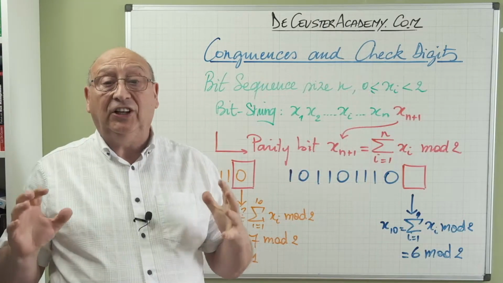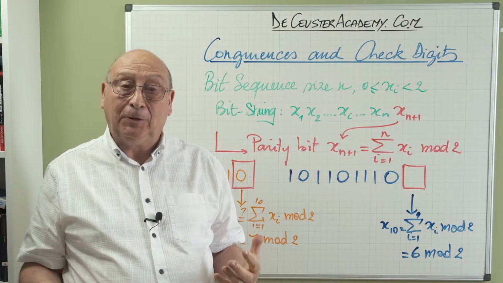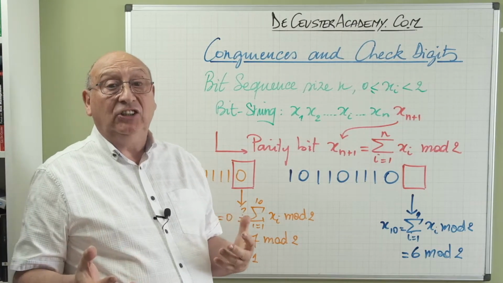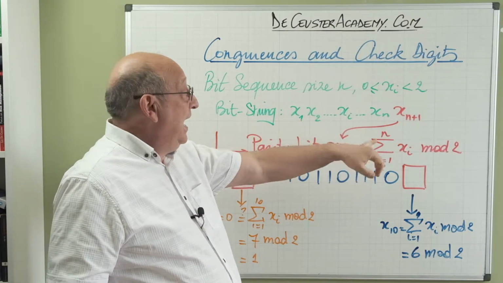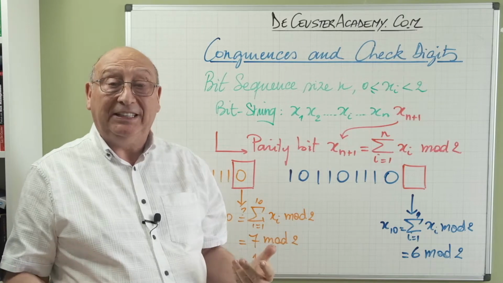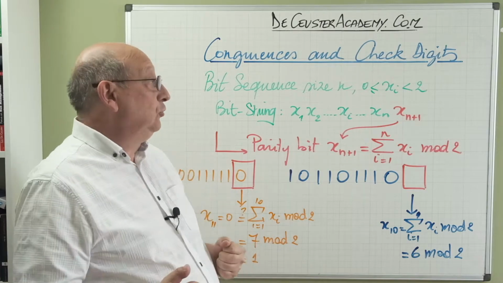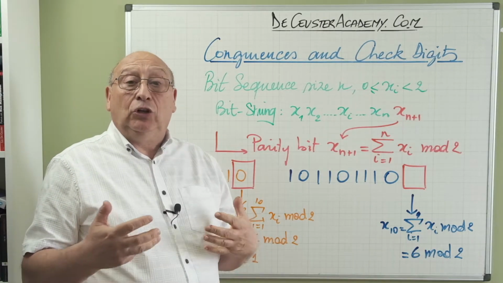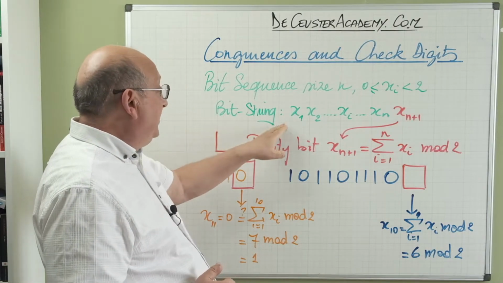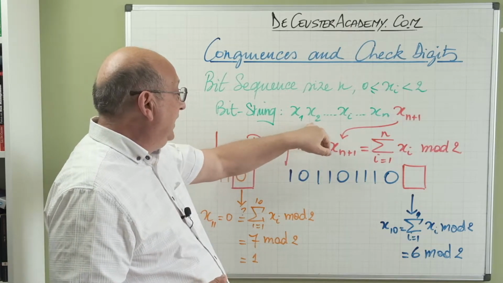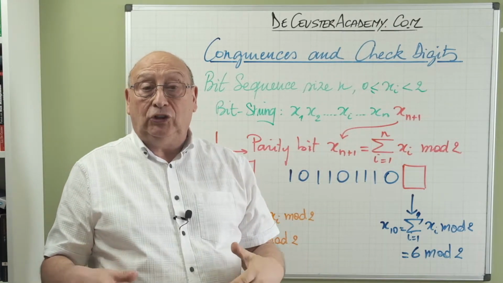The first application relates to the parity bit, and the parity bit is applied on bit strings. Bit strings are strings of binary numbers, so we have a sequence with the size of n, and every element of the bit string, xi, is between 0 included and smaller than 2 not included. Basically, the bits can only have the values 0 or 1. When we have a bit string here with n bits, we have x1, x2, xi, up to xn, and at the end we have to add the check digit.